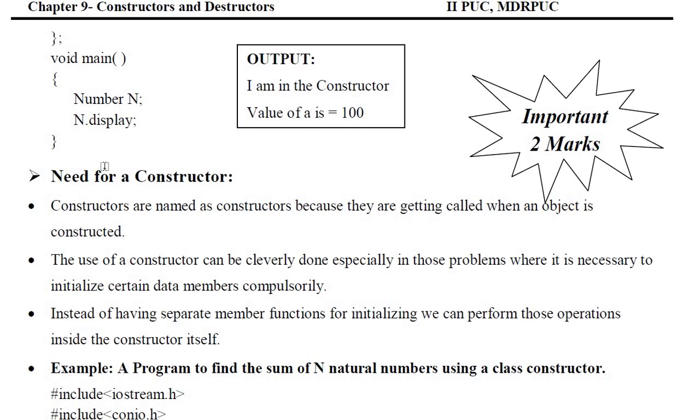Next, important 2 marks question here. Need for constructor means why we have to use constructor, why we want constructor. Constructors are called constructors because they construct the values or data members of a class when an object is created. So what is the main use of constructor? Constructors are mainly used to initialize the data members of a class.